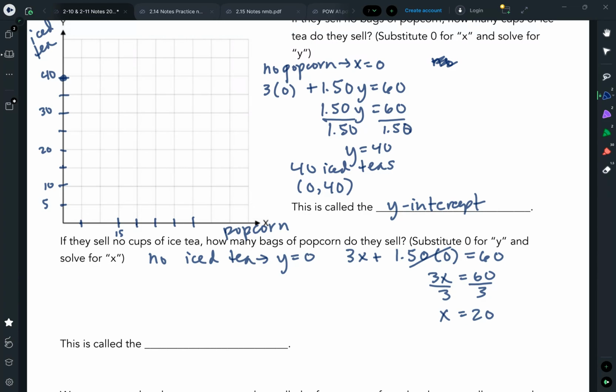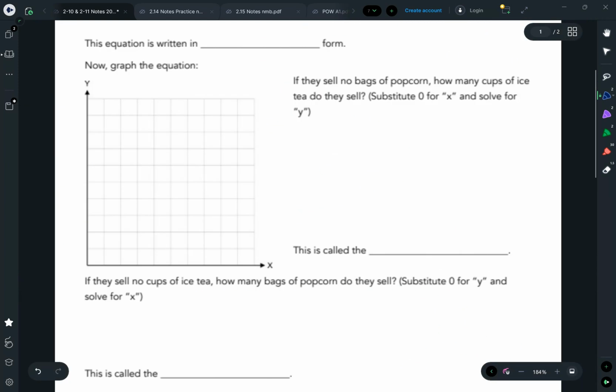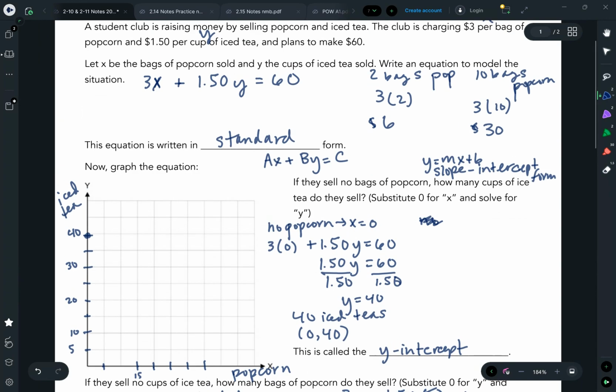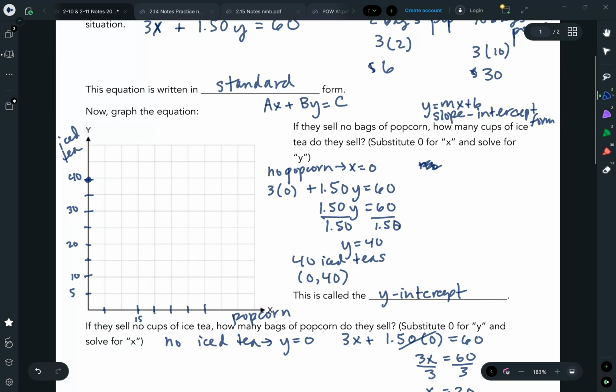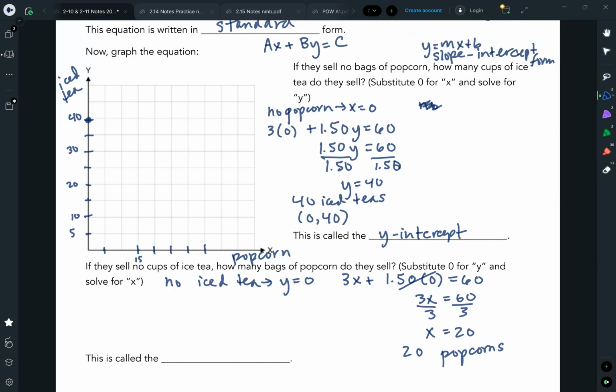So if I sell 0 iced tea, then I would need to sell 20 popcorns. And that makes sense, right? The popcorn was a little bit more expensive. The popcorn was $3. So if I'm going to sell only popcorn, then I could get away with selling less of it. So that's going to be the ordered pair 20, 0.